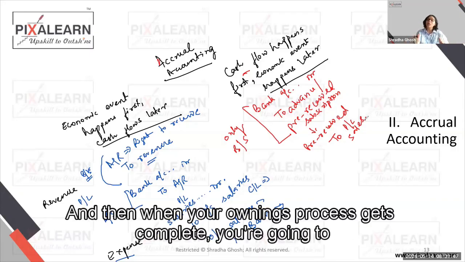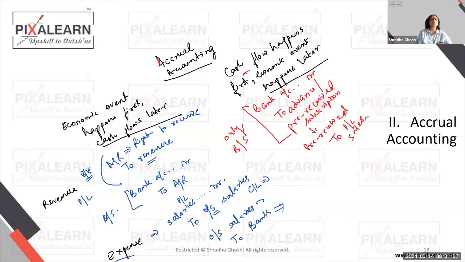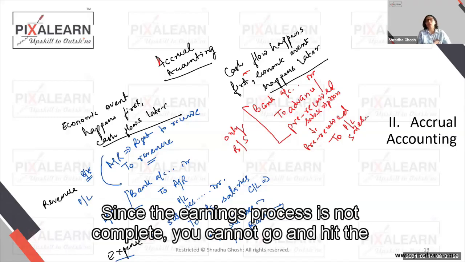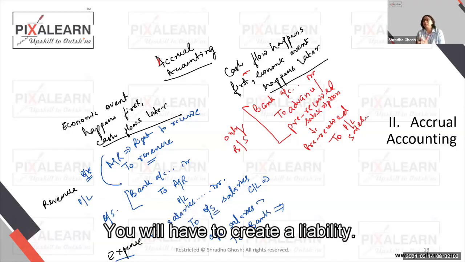And then when your earnings process gets complete, you're going to take it out of the balance sheet and you have to book it as a P&L credit. When you receive the money, since the earnings process is not complete, you cannot go and hit the P&L. You will have to create a liability.